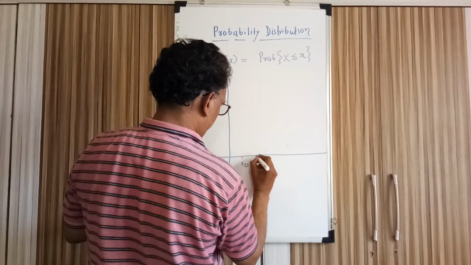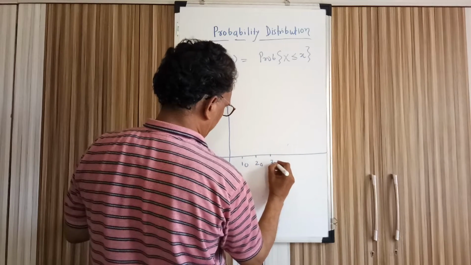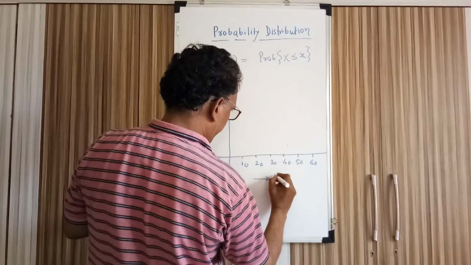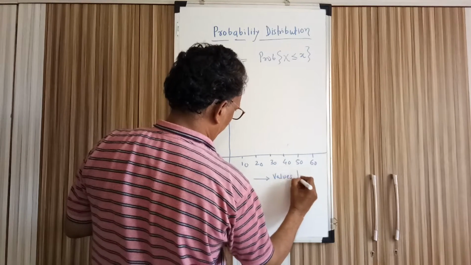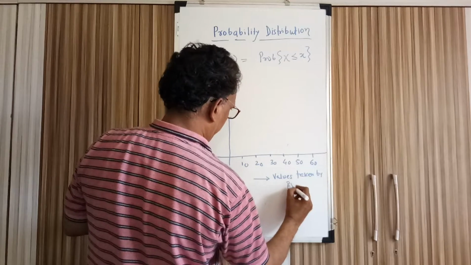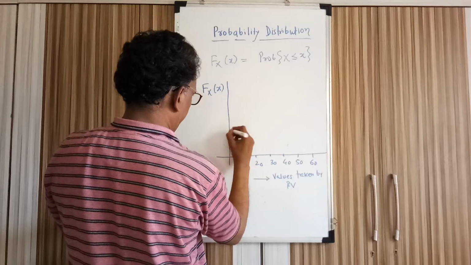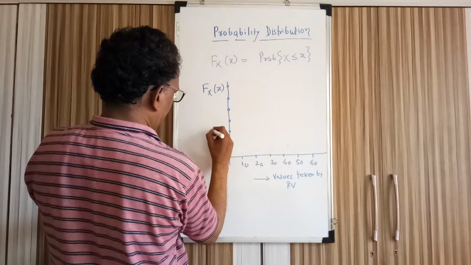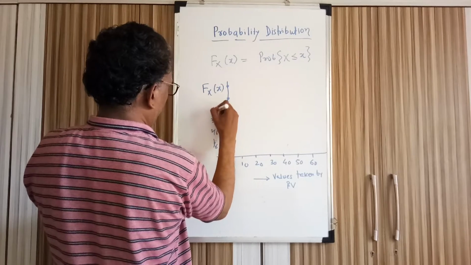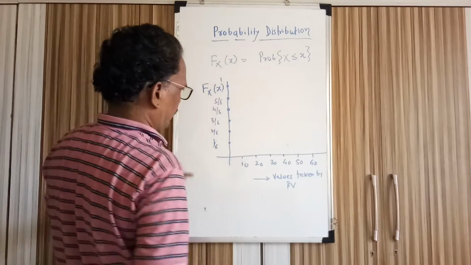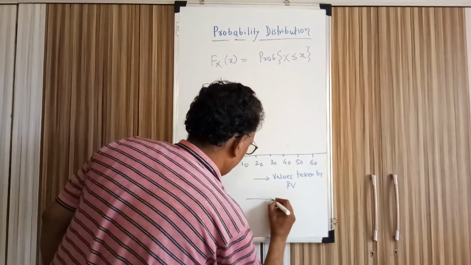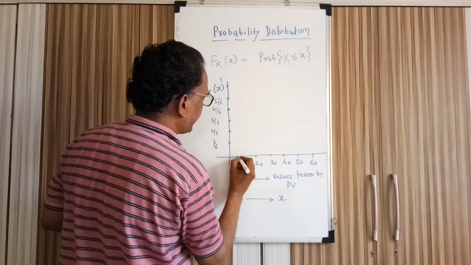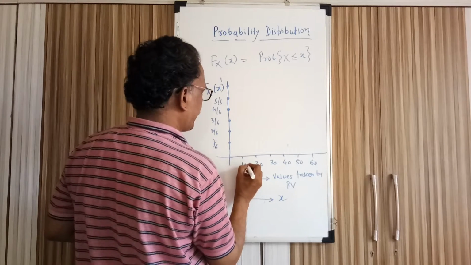This is 10, 20, 30, 40, 50 and 60. These are the values taken by the random variable. The probabilities are 1/6, 2/6, 3/6, 4/6, 5/6, 6/6. This is the random variable taking value x. So it is not taking any value before 10. So the probability before 10 has to be 0.